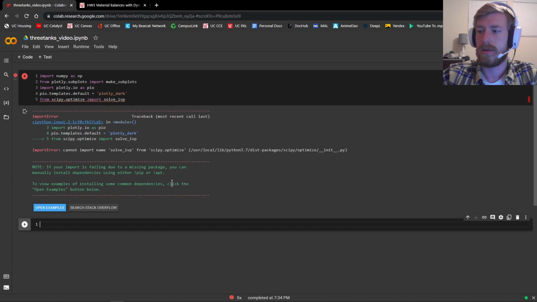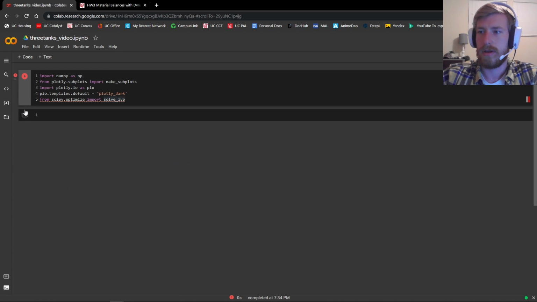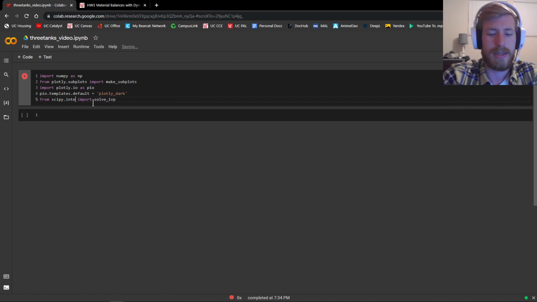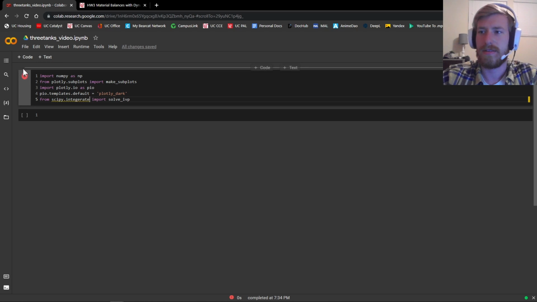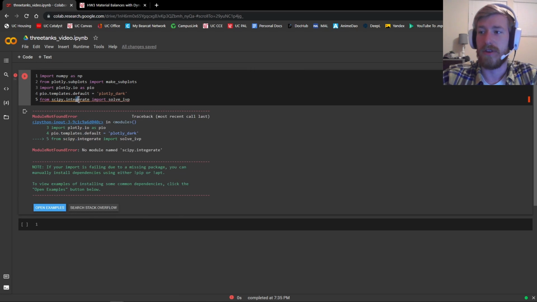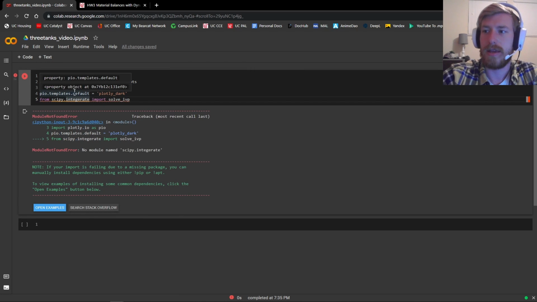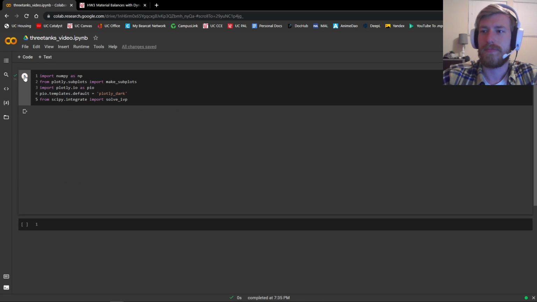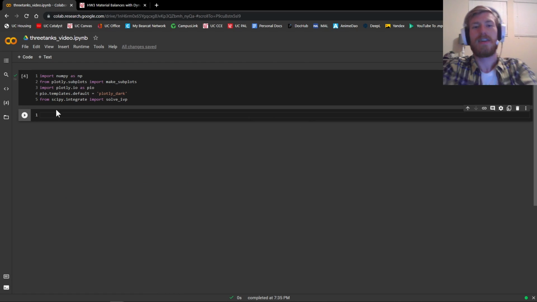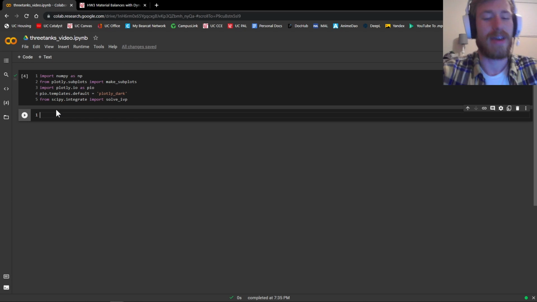Cannot import it due to dependencies. Solve IVP from SciPy optimize. Solve, yeah, no, that definitely should work. I don't know why it's giving me an error here, but oh, it's because it's not SciPy optimize, it's SciPy integrate. Silly. And I spelled integrate wrong. Integrate. There we go. Now it stopped complaining. Perfect. Good thing I caught that, or at least Python caught that and told me.